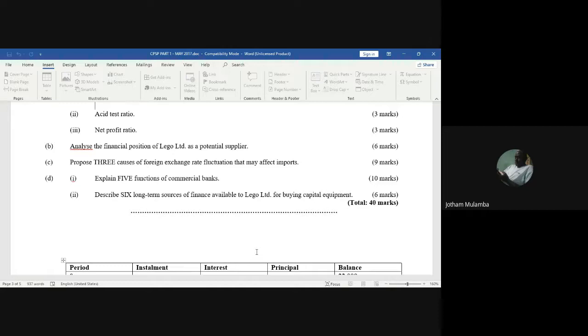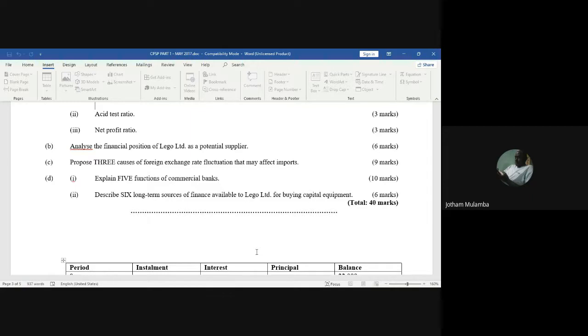So who is mentioning the first one? We discussed those sources of capital when we were discussing cost of capital. Yes, very well. A loan from a bank. Another long-term source? They can sell their shares to raise some capital. Yes, they can sell ordinary share capital.